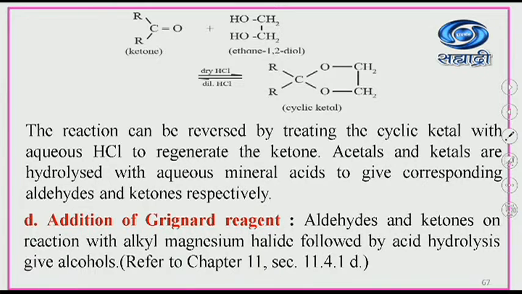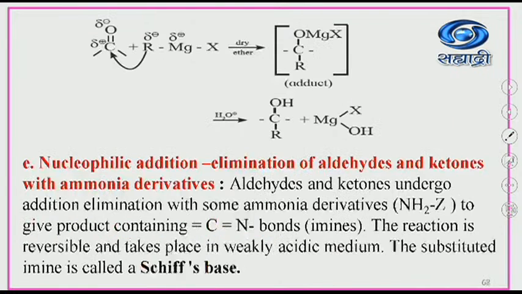Aldehydes and ketones on reaction with alkyl magnesium halide followed by acid hydrolysis give alcohols. Refer to chapter 11, section 11.4.1d, in the previous chapter. This is the ketone when it is reacted with the Grignard's reagent RMgX. You will observe that in the Grignard's reagent, R, the alkyl group, carries the negative charge, the magnesium metal carries the positive charge, and the halogen carries the negative charge. The carbonyl carbon carries the positive charge, so the alkyl group R attacks the carbonyl carbon.